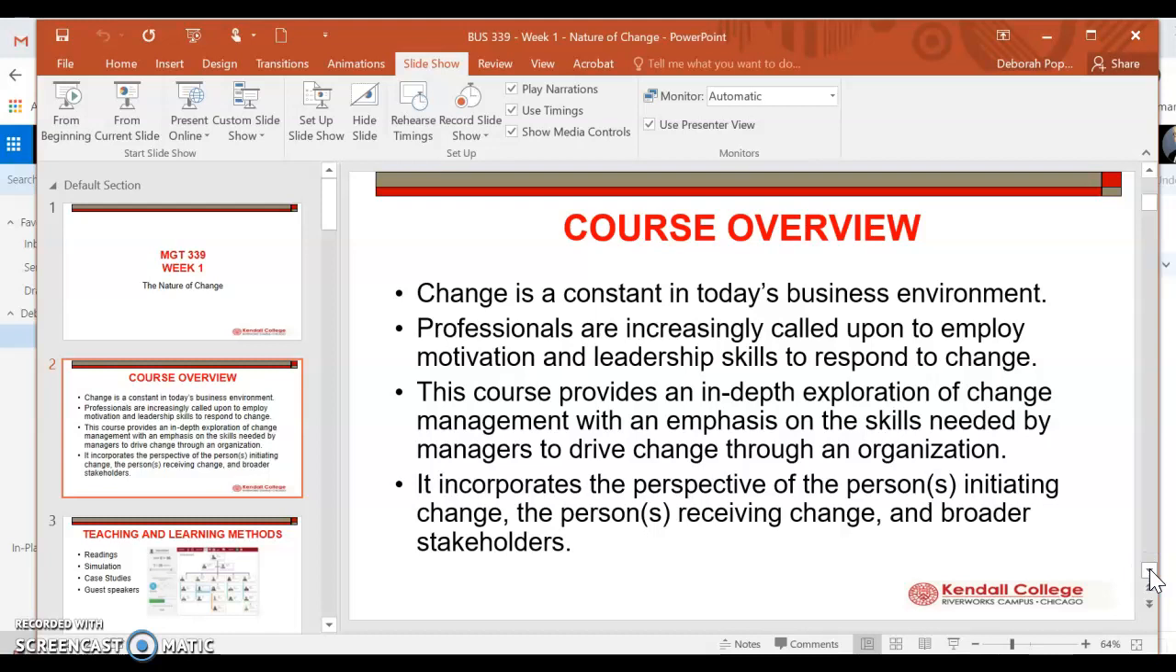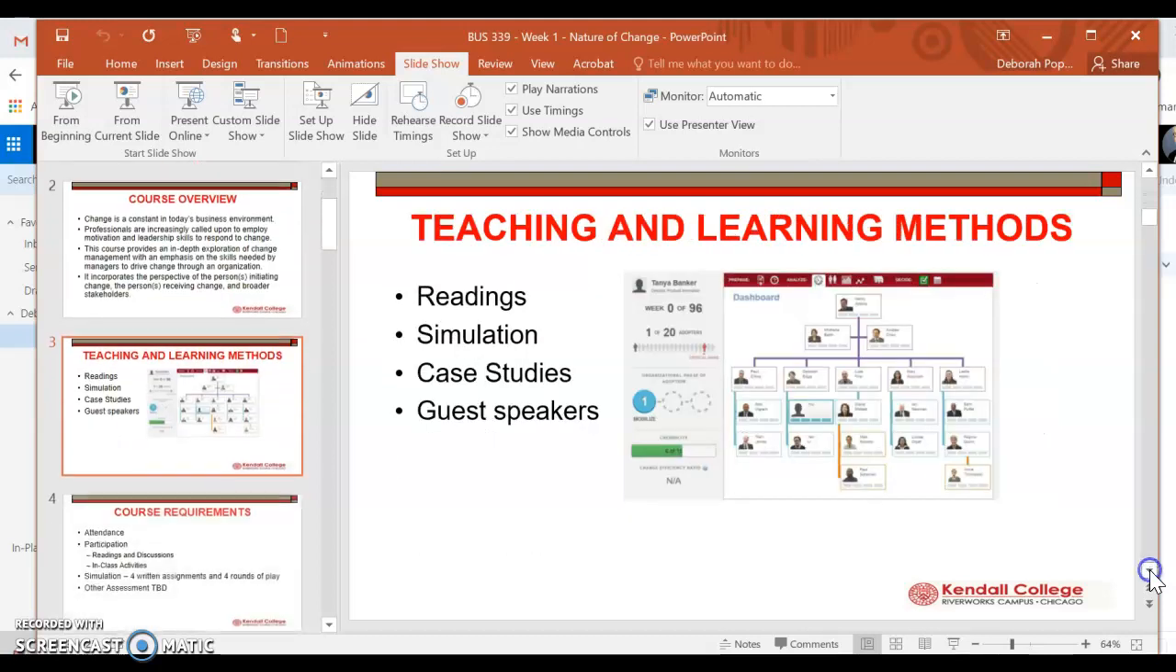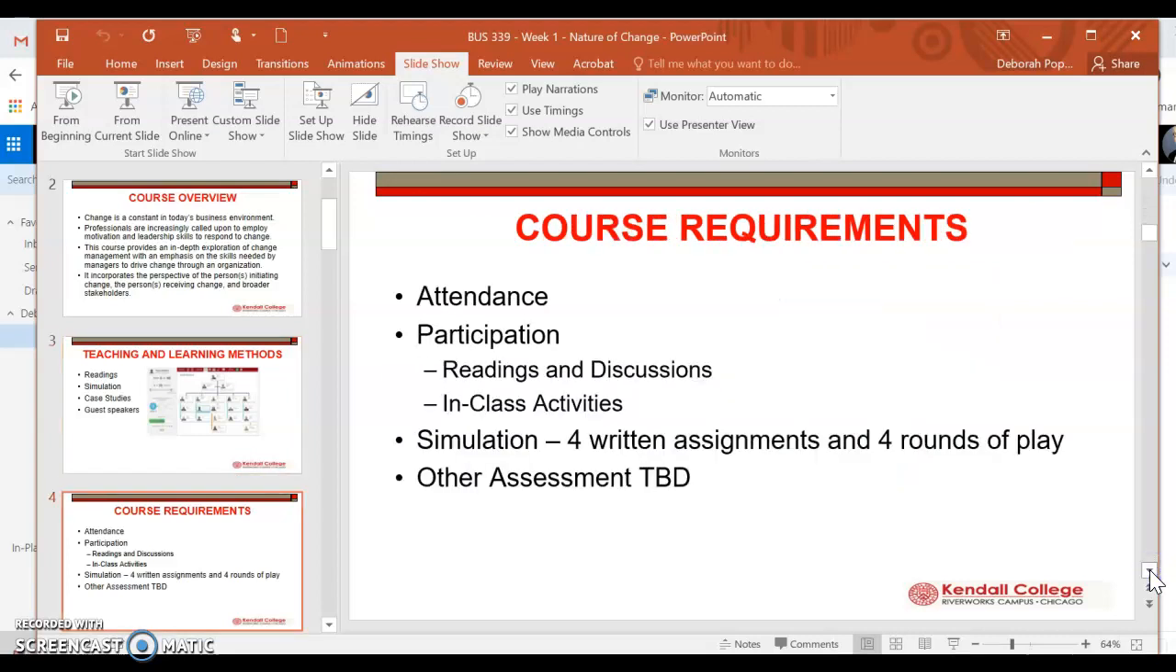So it's important to understand that leadership must address change. It's a constant in today's business environment, and this course is really about how you learn about that. One of the things we're going to be doing will be readings and case studies and some guest speakers. But you'll also do this simulation that will start in about the midpoint in the course that also will illuminate a lot of these issues and how they play out in real time. You will also do some readings, and we'll do some discussions online as well as some activities on the discussion board.